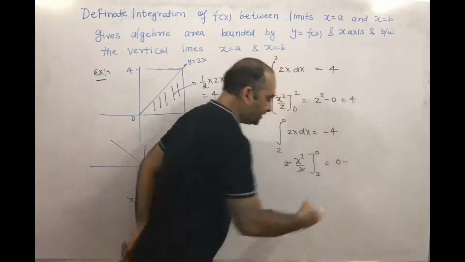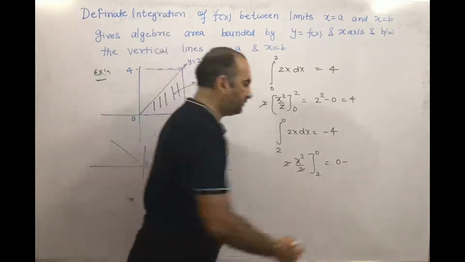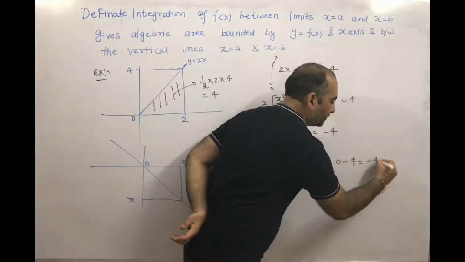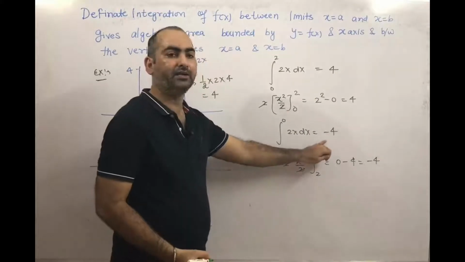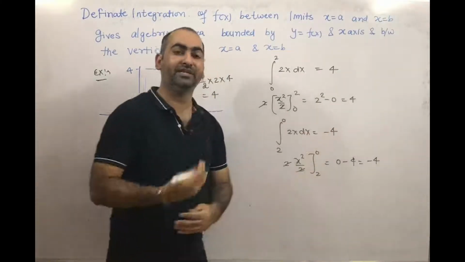So 0 minus, next you put 2, so 2 square is 4. What is the answer? Minus 4. So you can see here we are getting negative and here we are getting positive. So it will change.